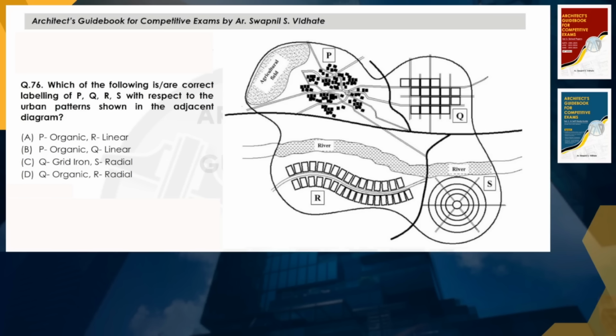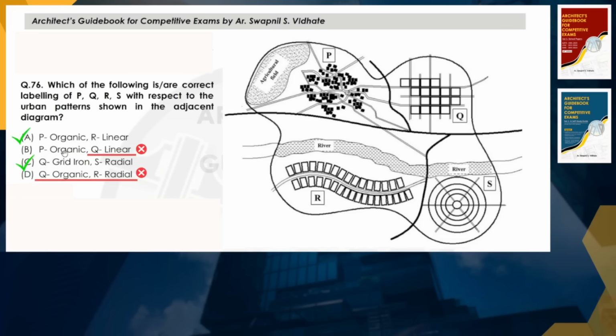This diagram was provided and we have to correctly match which settlement correctly shows the urban pattern. Let's focus on option A. P is organic. Yes, definitely. R is the linear one. Yes, it is the ribbon development, or you can also call it a linear development. So option A is the correct one.